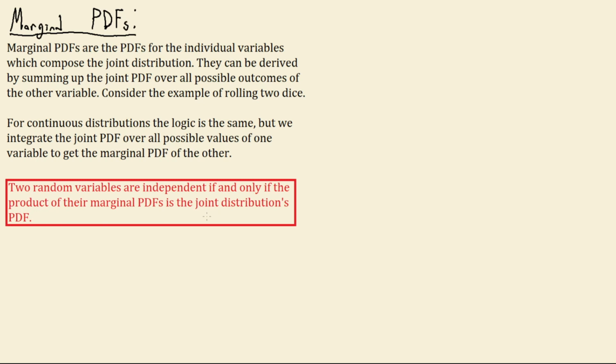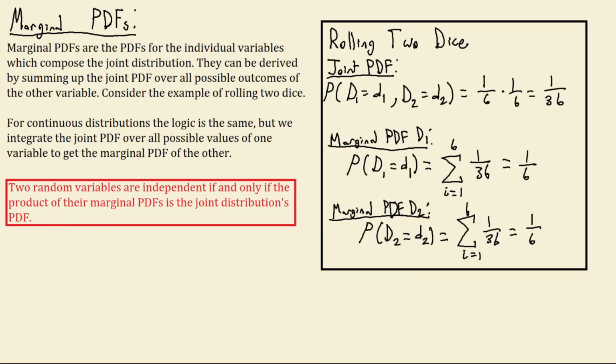And so, for example, if you consider rolling 2 dice, the joint probability density function would just be the probability of the first dice equaling some value and the probability of the second dice equaling some other value. And because these are two independent events, we can just take the product of those two probabilities. And of course, the probability of getting one outcome on a dice, there's one outcome that we're interested in and 6 possible outcomes, that's 1/6, and the product is 1/36. And so this is going to be our joint probability density function.